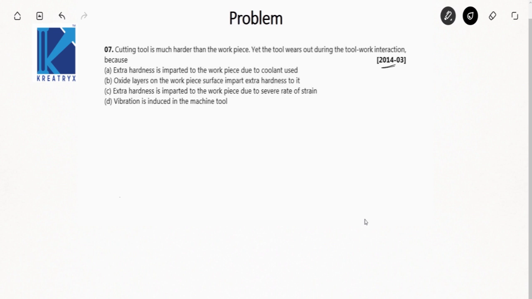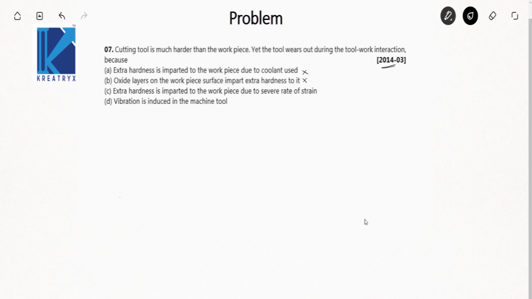No friends, a coolant doesn't impart any kind of hardness to the workpiece. This statement is totally wrong. Oxide layers on the workpiece surface impart extra hardness? Oxide layers are themselves brittle in nature, so they don't impart any extra hardness, they can't do that. So this is again wrong.